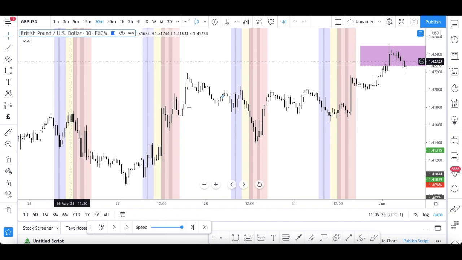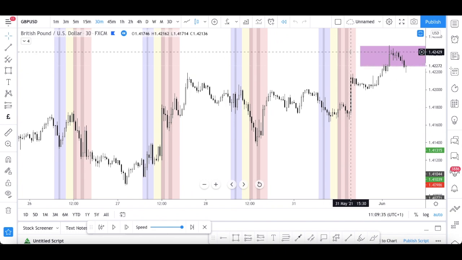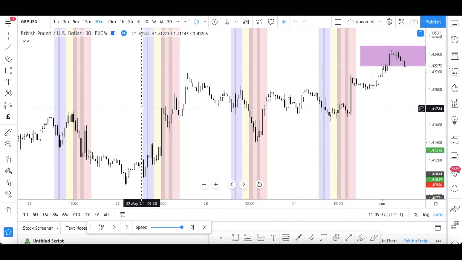The movement that I had caught for this 1 to 14 trade was this movement from this area here, about 1.41413. So around this region here, and this movement up was the trade that I had caught.